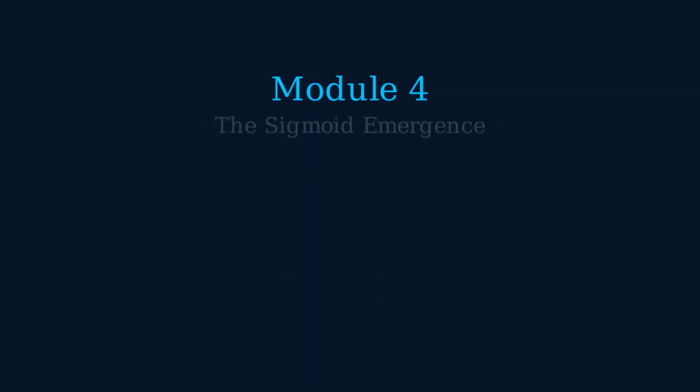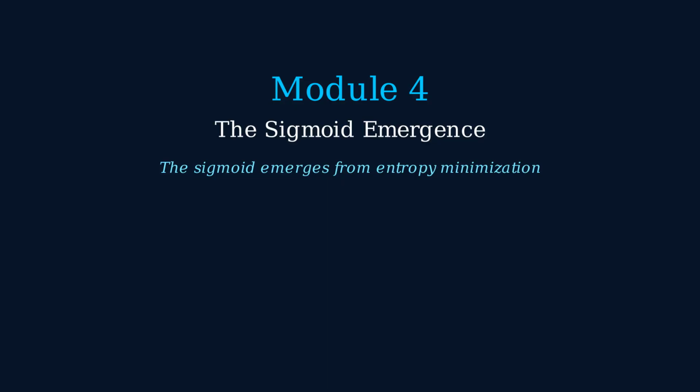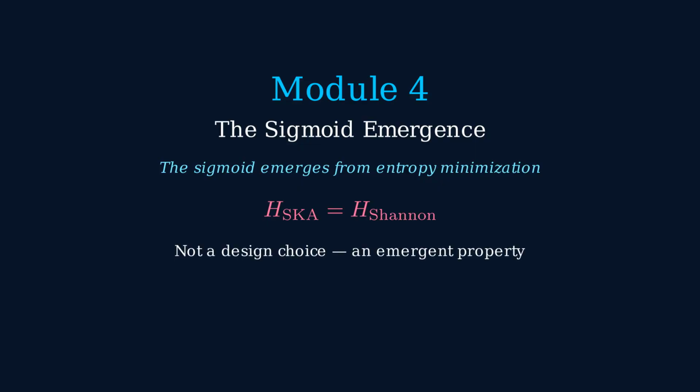Module 4, the sigmoid emergence. This module proves that the sigmoid function emerges naturally from continuous entropy minimization. We substitute the key relationship between z and d into the SKA entropy, evaluate the integral step by step, and arrive at an exact result. SKA entropy equals Shannon entropy. The sigmoid is not a design choice. It is an emergent property.